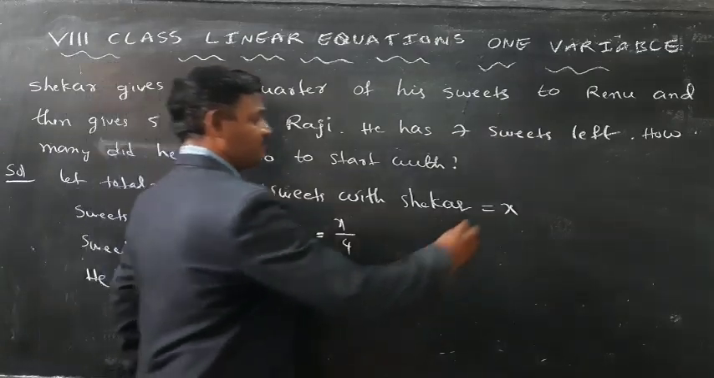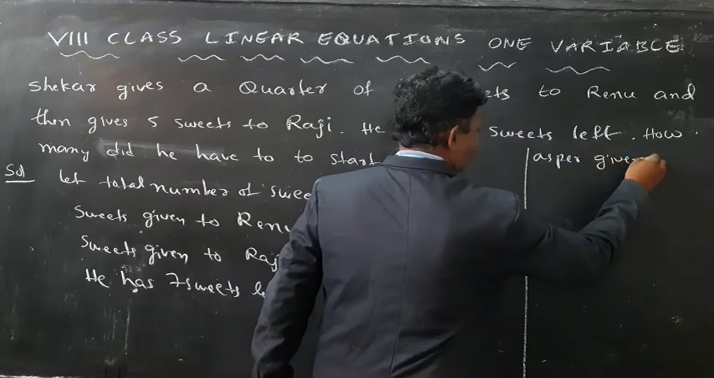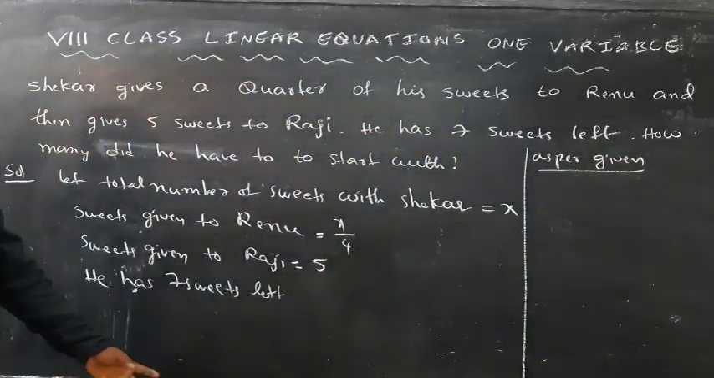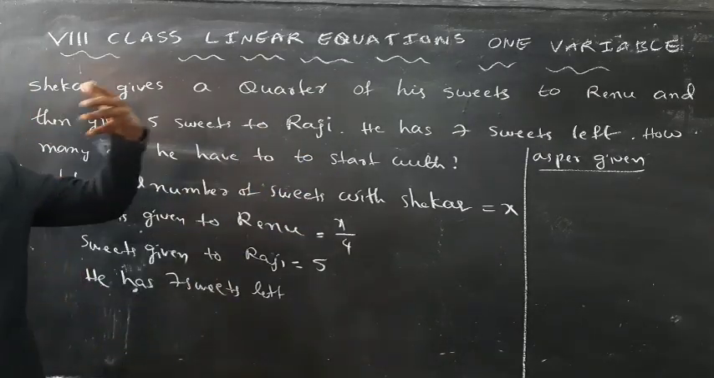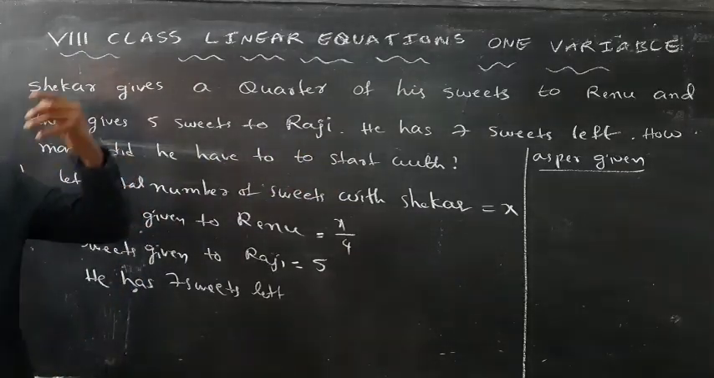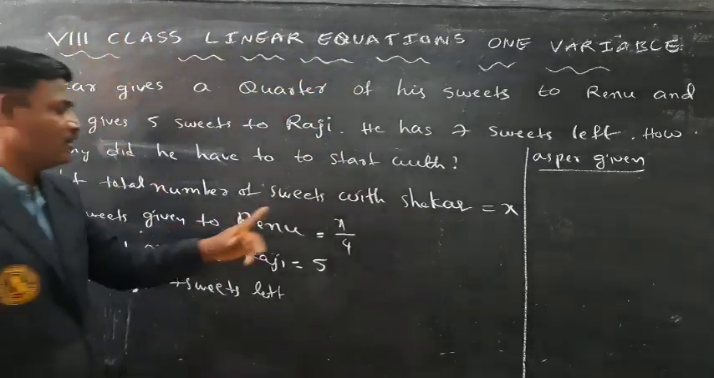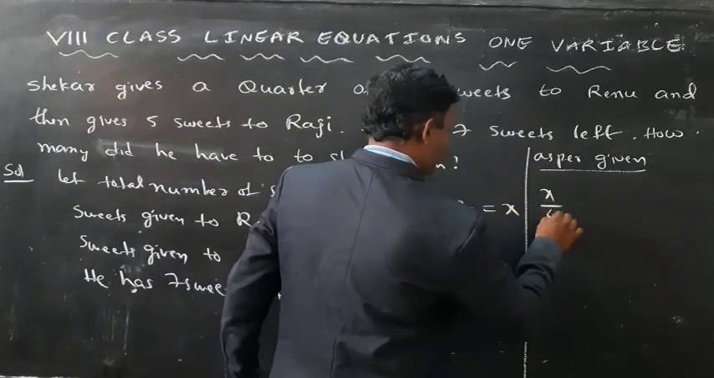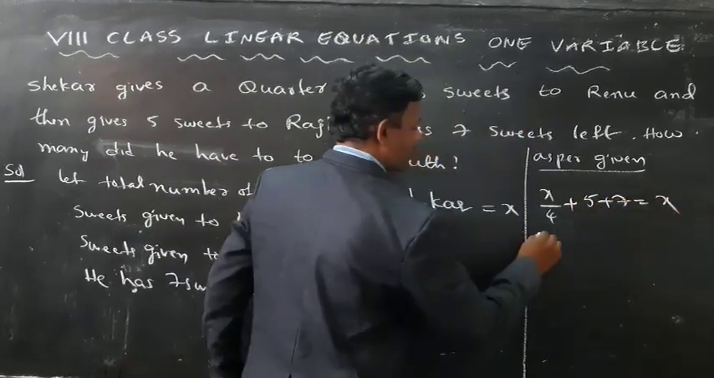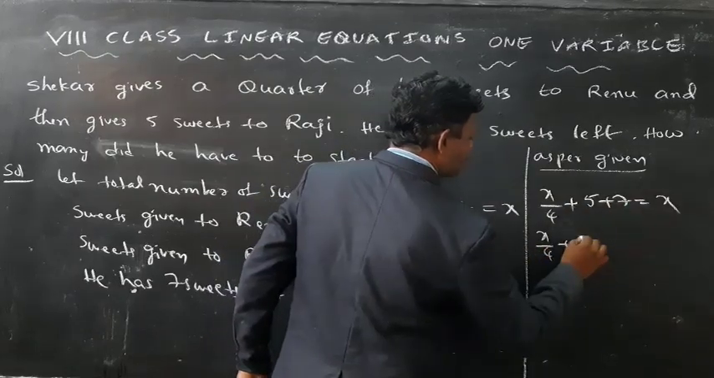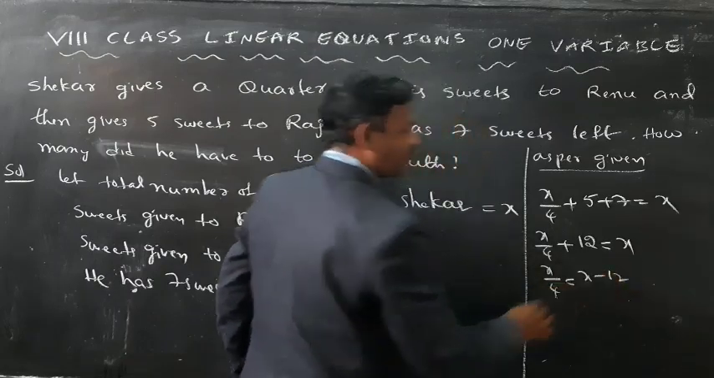So as per the given, what is the total number of sweets? X. Total number of sweets X means the sweets with Renu plus the sweets with Raji plus the sweets left is equal to X. So what can we write here? X by 4 plus 5 plus 7 is equal to X. X by 4 plus 12 is equal to X. Then X by 4 is equal to X minus 12.